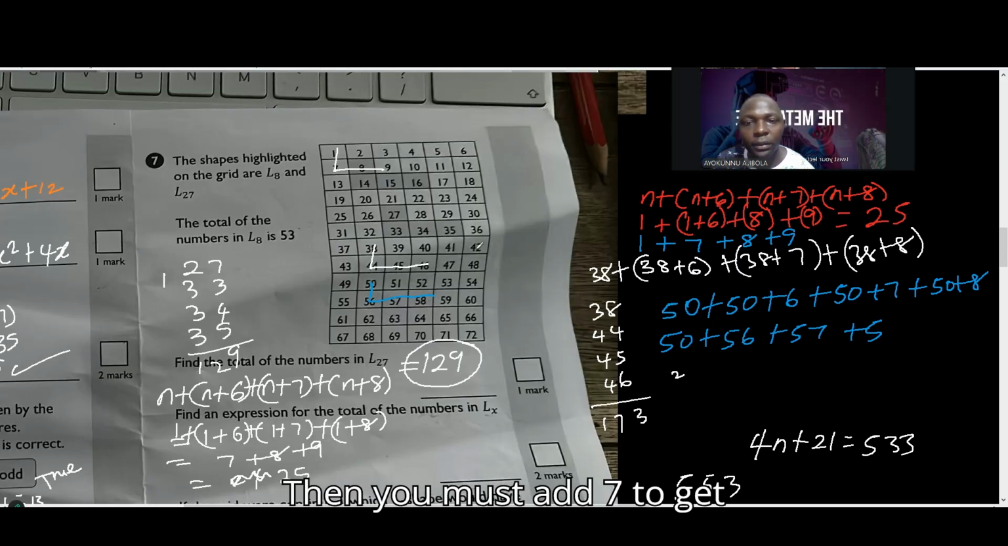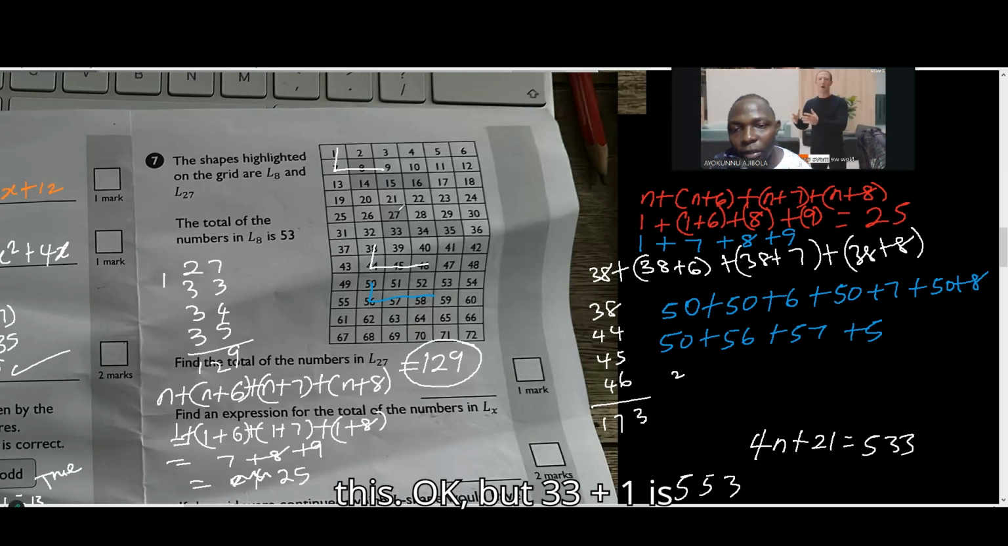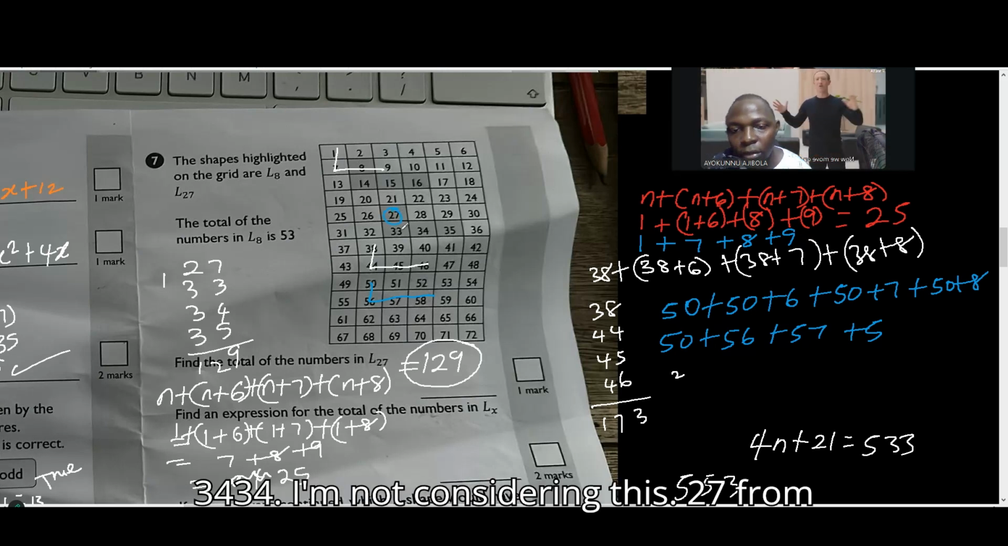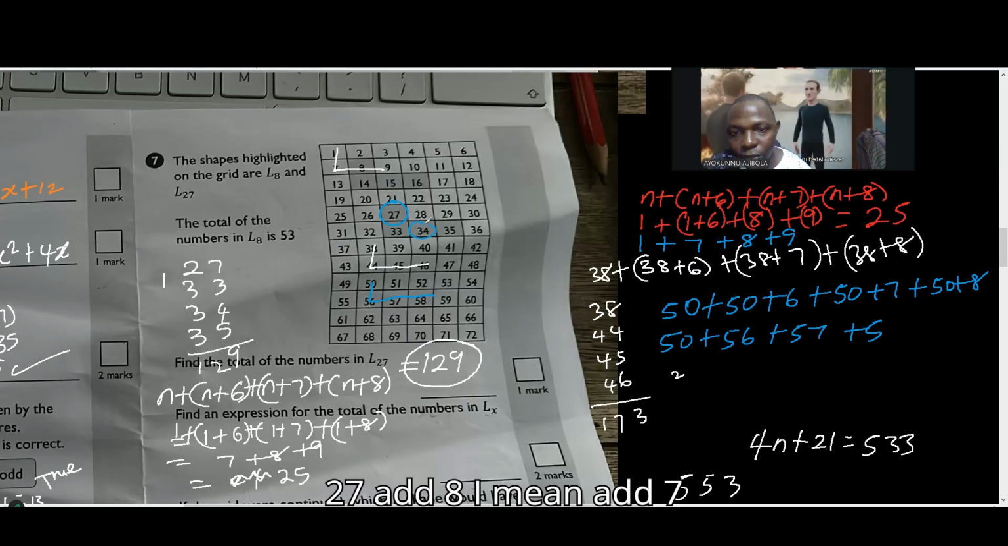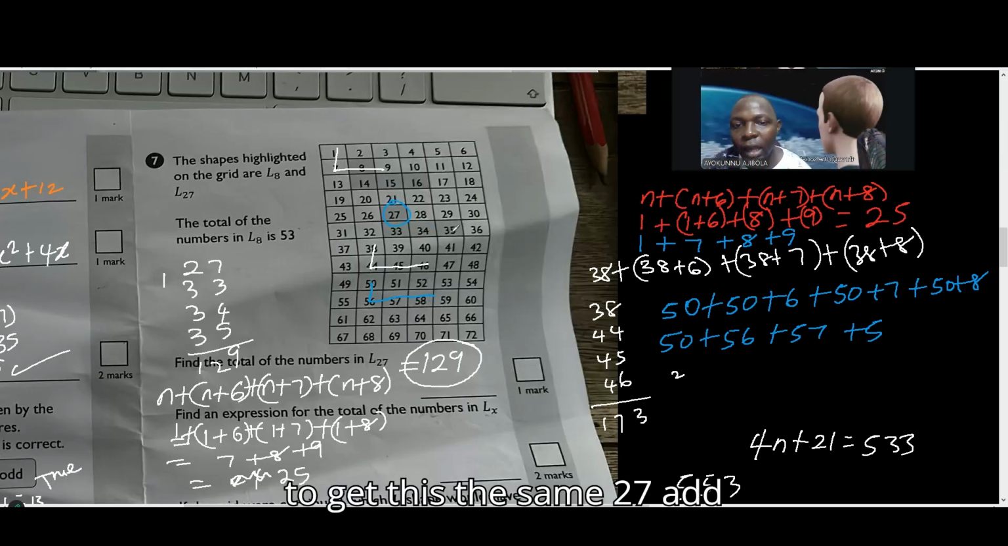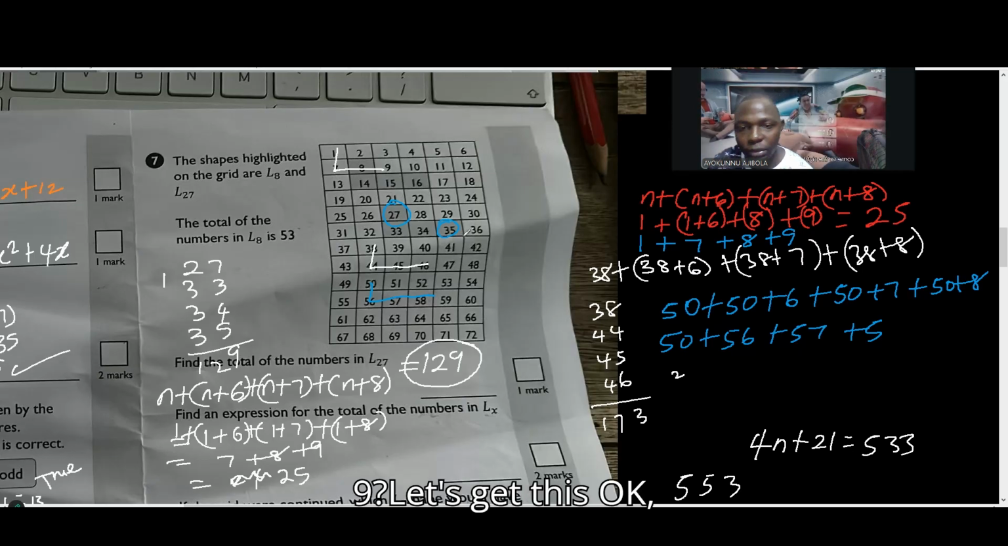But 33 plus 1 is 34. No, I'm not considering this. From 27, I add 6 to get 33. Then add 7 to get this. Then add 8 to get this, okay? You understand? Yeah, I get it.